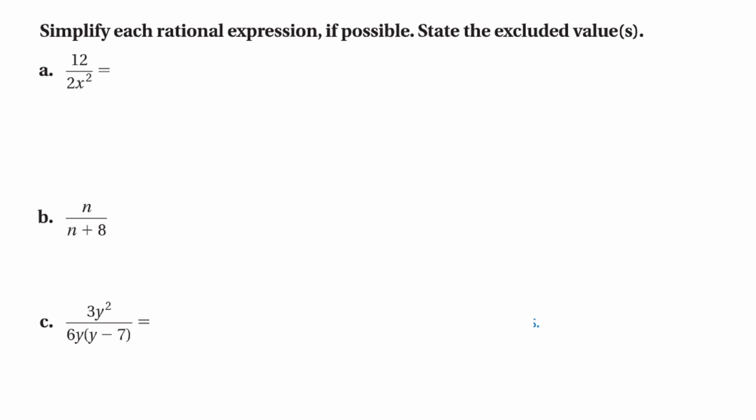So we know that we cannot have our denominator equal to 0. So our excluded value would be 2x squared equals 0. We would solve that. And so we know that x cannot equal 0. That's our excluded value. So we're going to go ahead and we're going to factor.